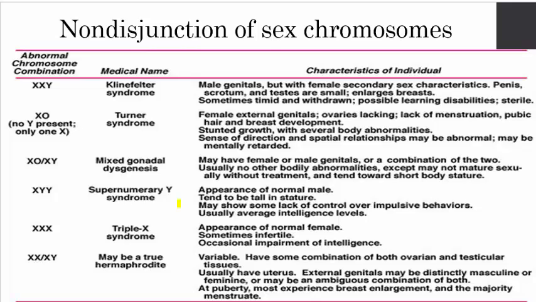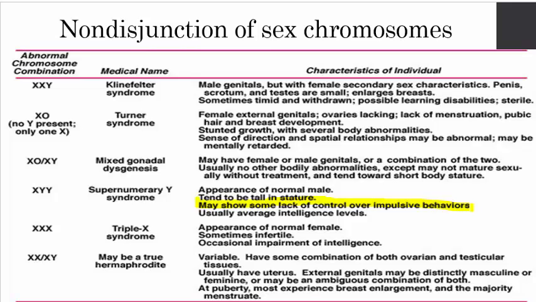Individuals that are XYY have supernumerary Y syndrome, and this one is really interesting to me because some of these individuals tend to show a lack of control over impulsive behaviors. And what they have found is that XYY syndrome is really common in the general population, but it's even more common in the prison system with violent criminals.